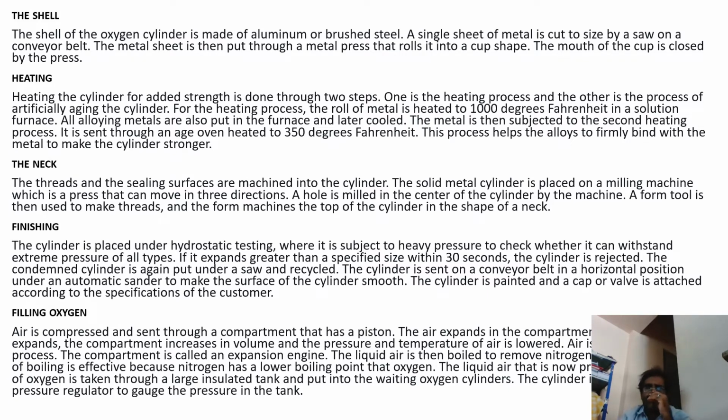So whenever the delivery boy throws the cylinder from the lorry or a truck, it won't get damaged. Next, the neck: the thread and the sealing surfaces are machined into the cylinder. The solid metal cylinder is placed on a milling machine, which is a press that can move in three directions. A hole is milled in the center of the cylinder by the machine. A form tool is then used to make threads and form the top of the cylinder, the shape of the neck, everything.